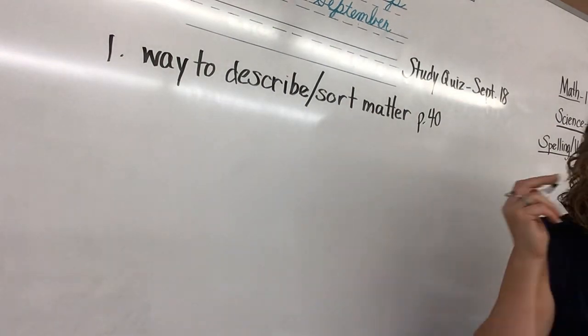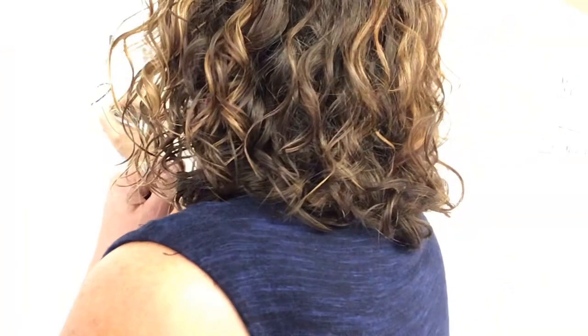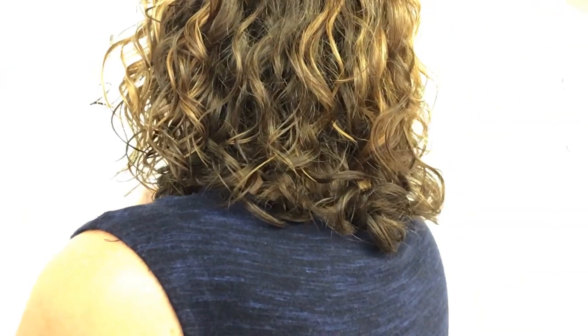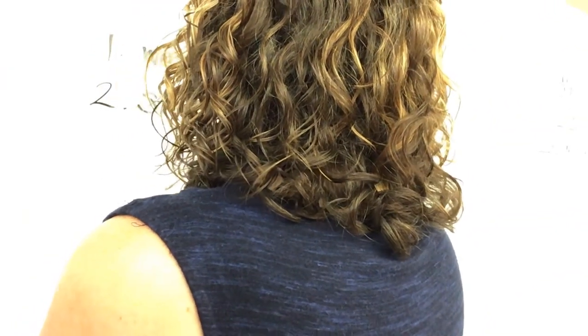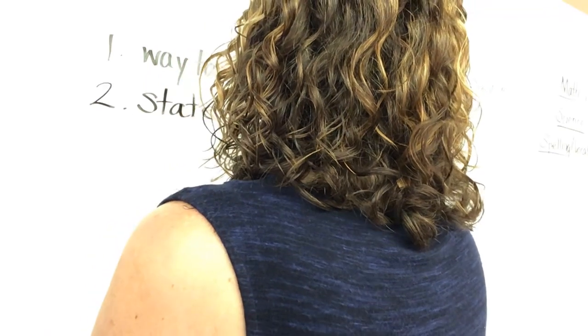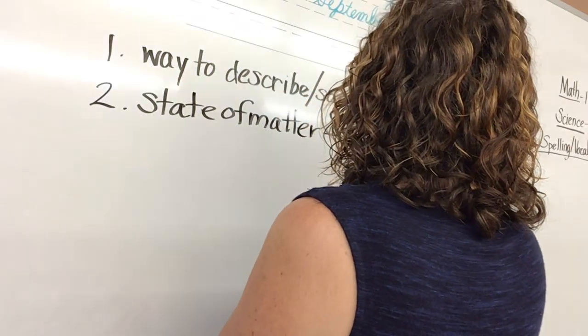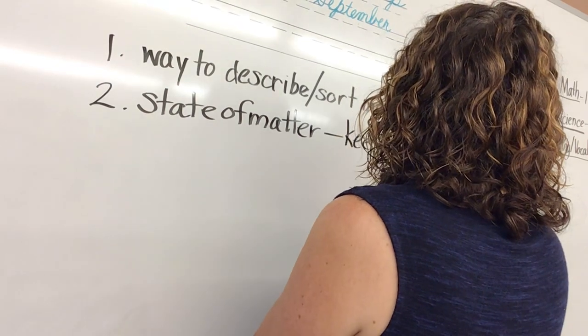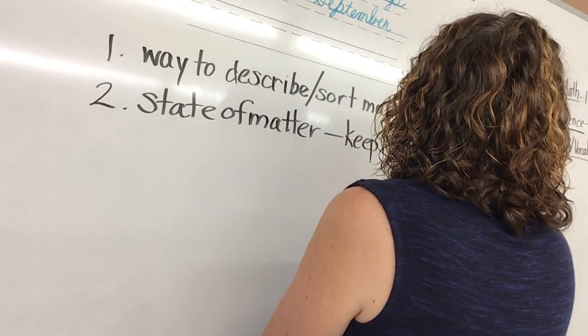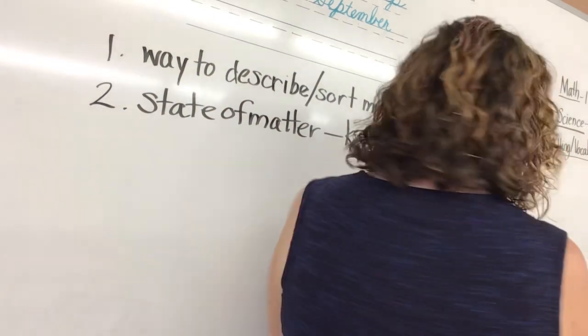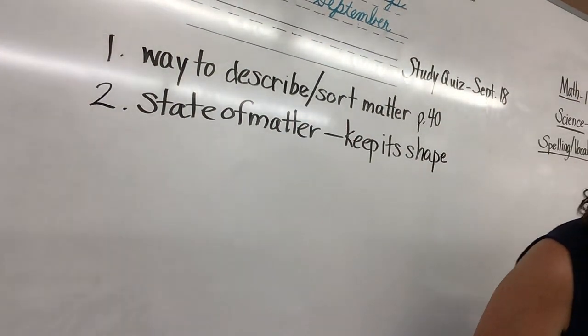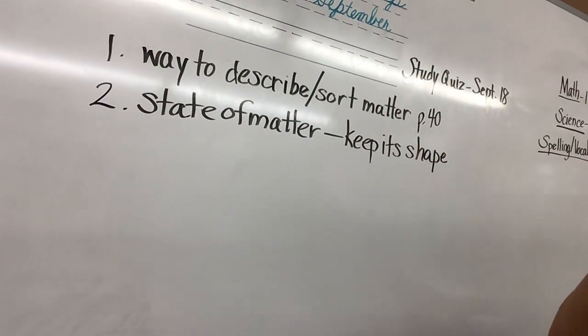State of matter keeps its shape. Which state of matter keeps its shape? Solid. Very good. So just put state of matter. Put a line. Keeps its shape. That is a solid. And the answer to that is also on page 46.